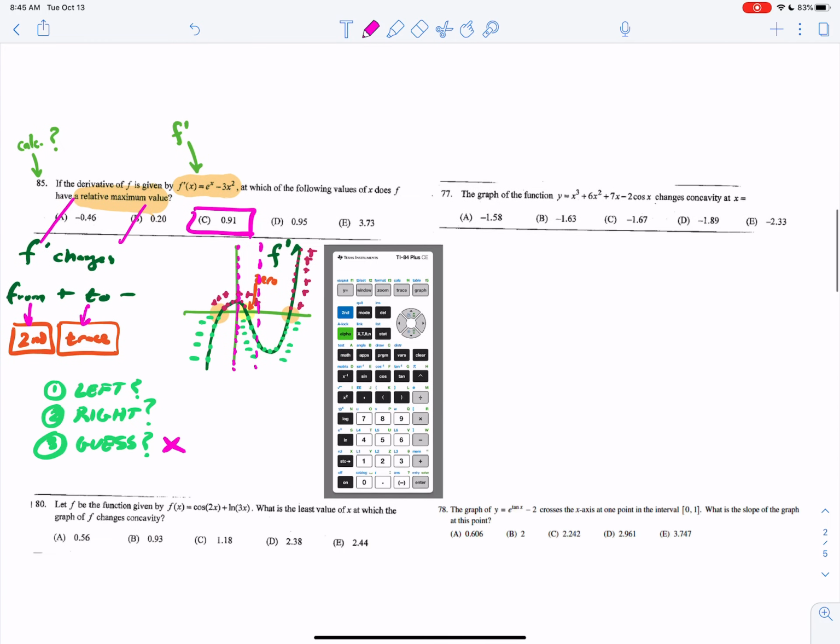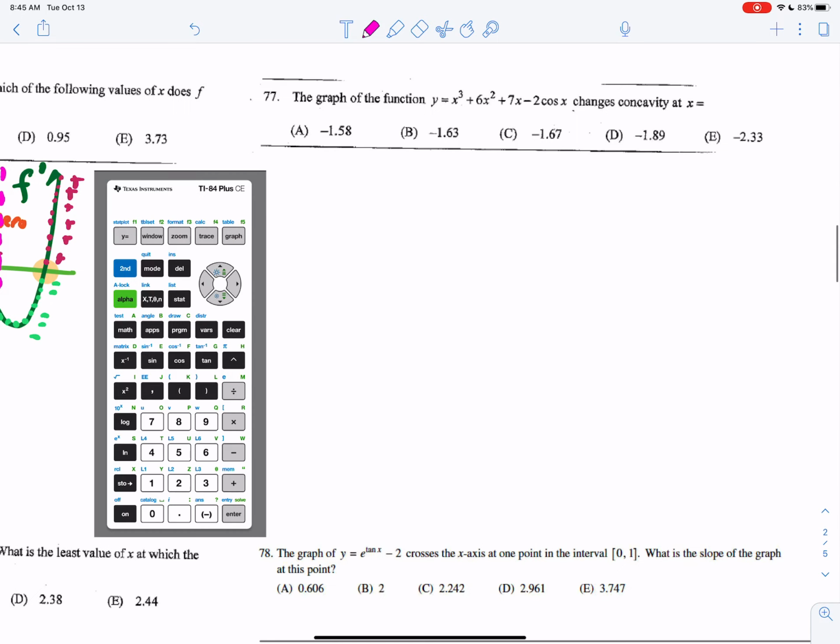Let's go back to the beginning of our packet here. Okay, let's do number 77 on the upper right. To make sure that we're all on the same page, go ahead and press zoom 6 so that we fix our window. And let's go to y equals and clear out that function. Or if you want, just reset the whole calculator. I'll give you guys a second to do that.